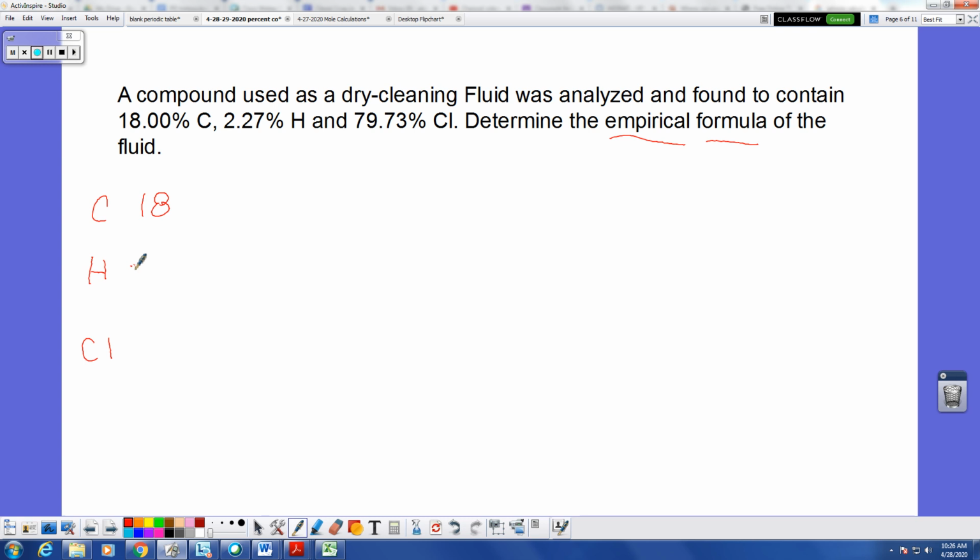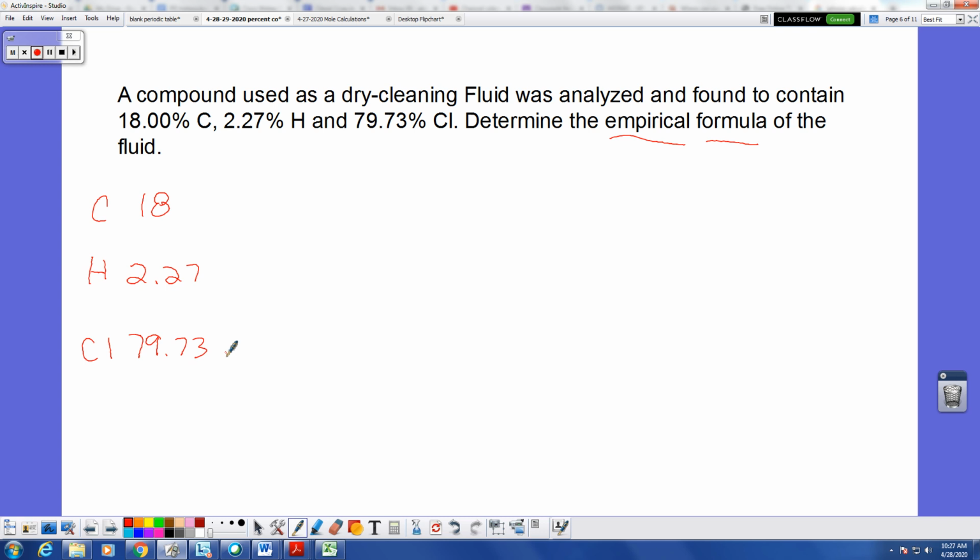18, 2.27, 79.73. And I'll tell you, sometimes you're going to be given grams instead of percentages, and you do it exactly the same way. So by using the percentages like this, we're saying, okay, if I had a 100-gram sample, 18 grams would be carbon, 2.27 grams would be hydrogen, and 79.73 grams would be chlorine. Because if the percents add up to 100, then if it's a 100-gram sample, the grams are going to match the percentages, and so we're golden.